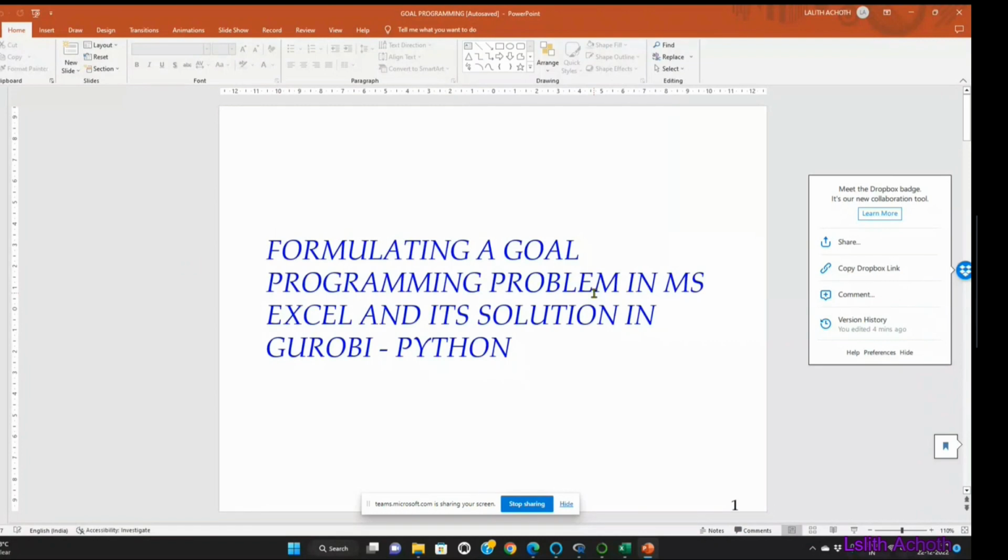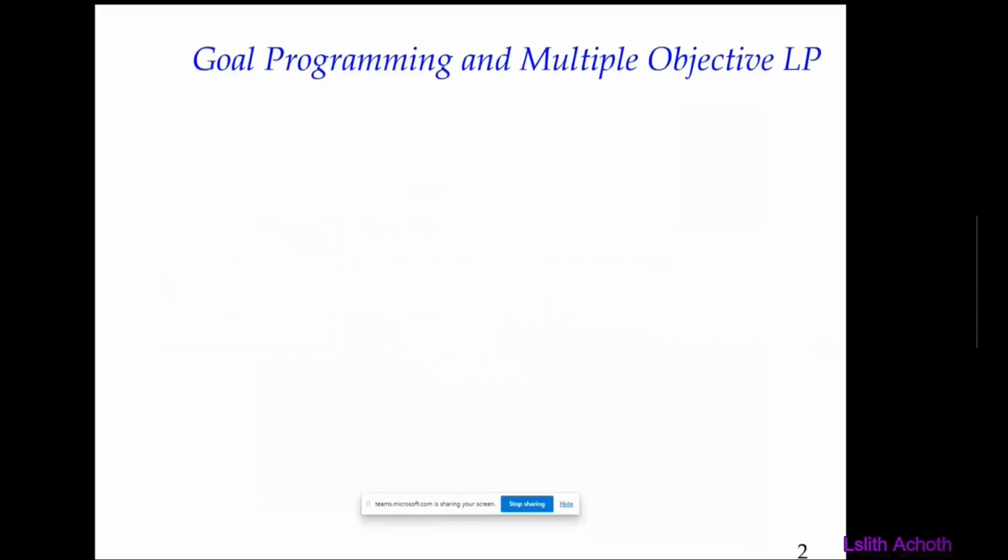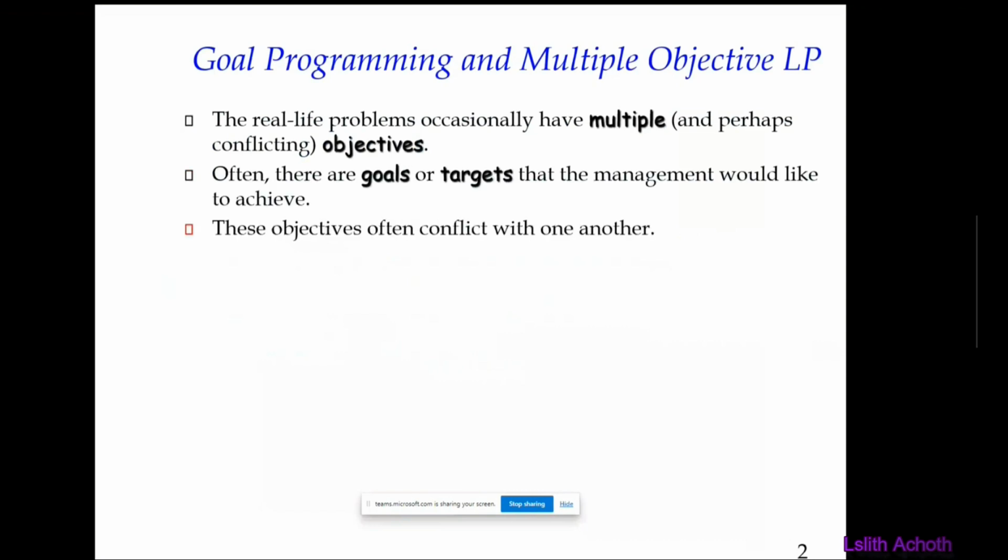An entrepreneur who's producing for profit will have an objective to maximize his profit. But at the same time, he will also want to minimize his working capital requirements, minimize the labor skills, and reduce the amount of power that he consumes if power is in scarcity. So he would ideally like to have all these objectives satisfied at the same time.